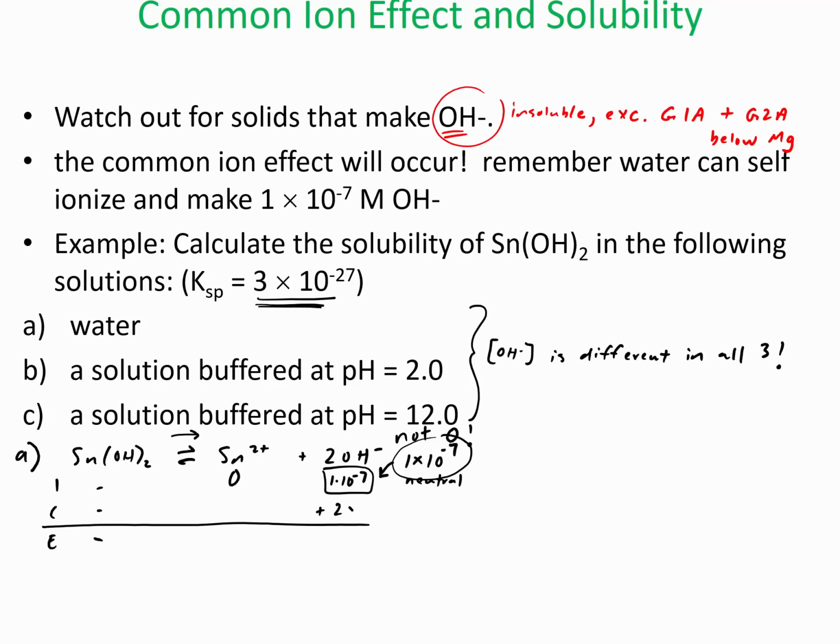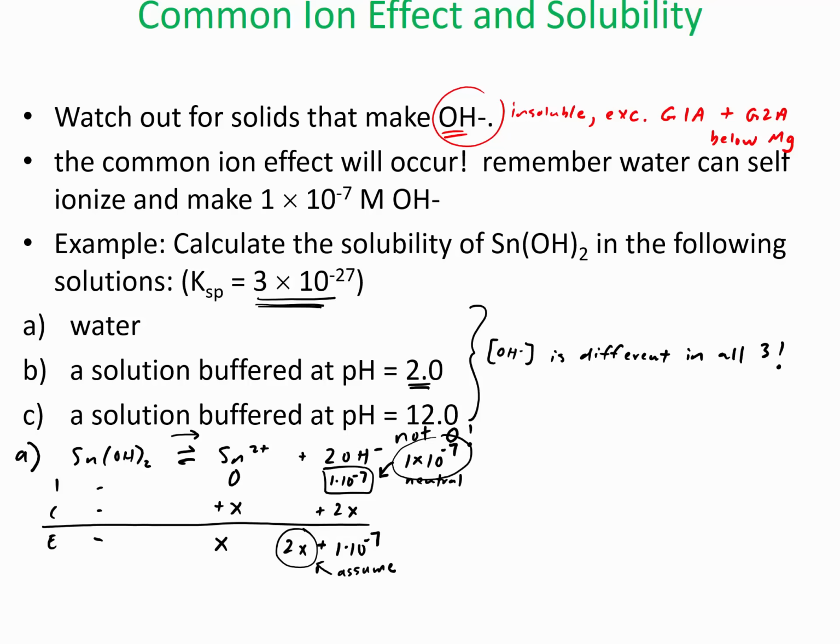This number goes up by 2x. This goes up by x. So this will be x. This will be 2x plus 1 times 10 to the negative 7th. And we're going to use the assumption rule here. You'll see that on this one, the assumption rule won't actually work because the amount of OH is so small it actually affects our calculation.